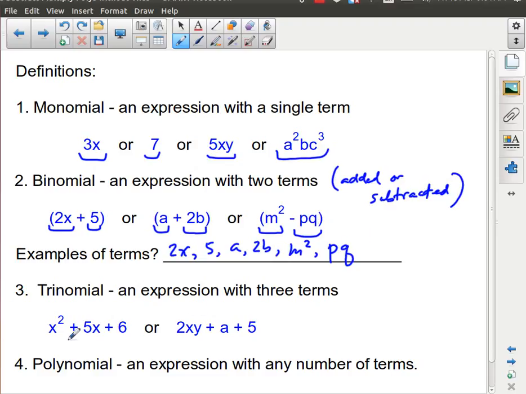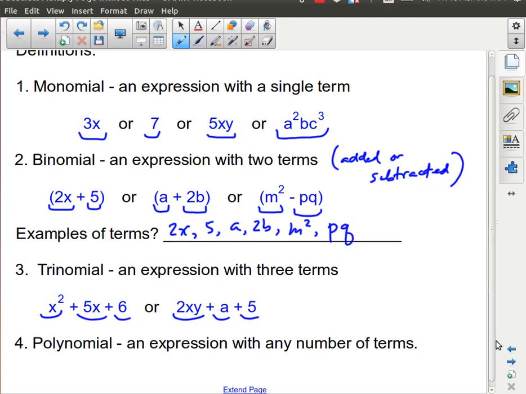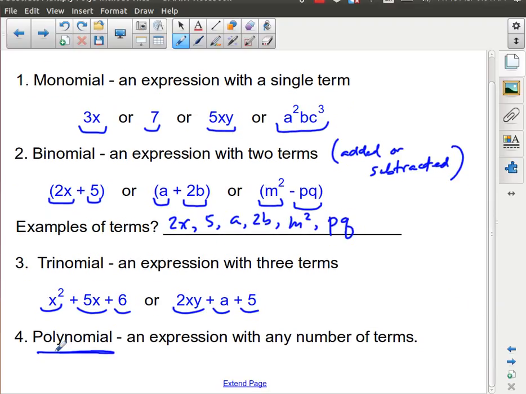And then we have a trinomial. That's an expression with 3 terms. So 1, 2, 3, 1, 2, 3. You can see this one is a quadratic expression, which is what we're studying in this unit. But a trinomial doesn't always have to be a quadratic. Here we have a trinomial that has a bunch of different variables, not just x and y. And then we go up into the generic form, which is, in general, these are all polynomials, an expression with any number of terms. They just get lumped together under polynomial.